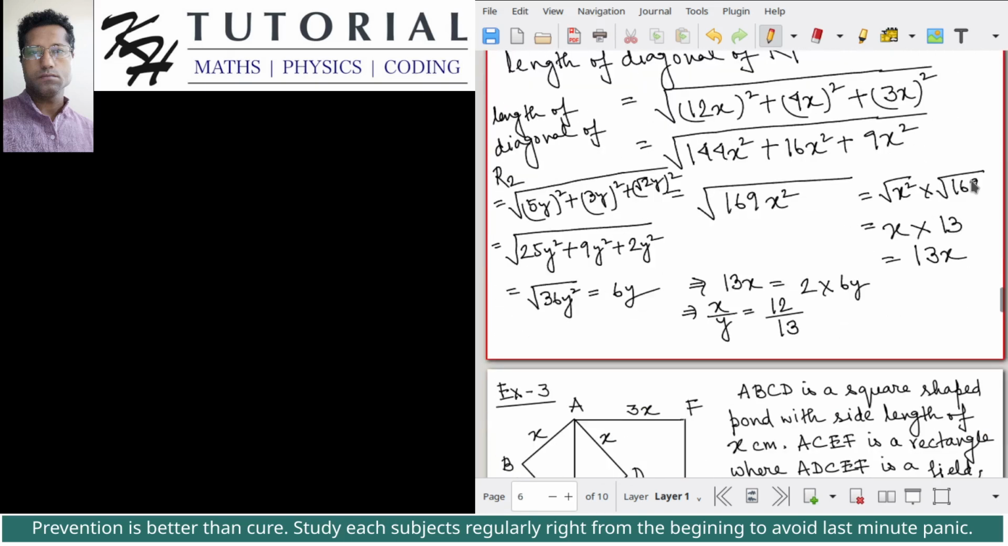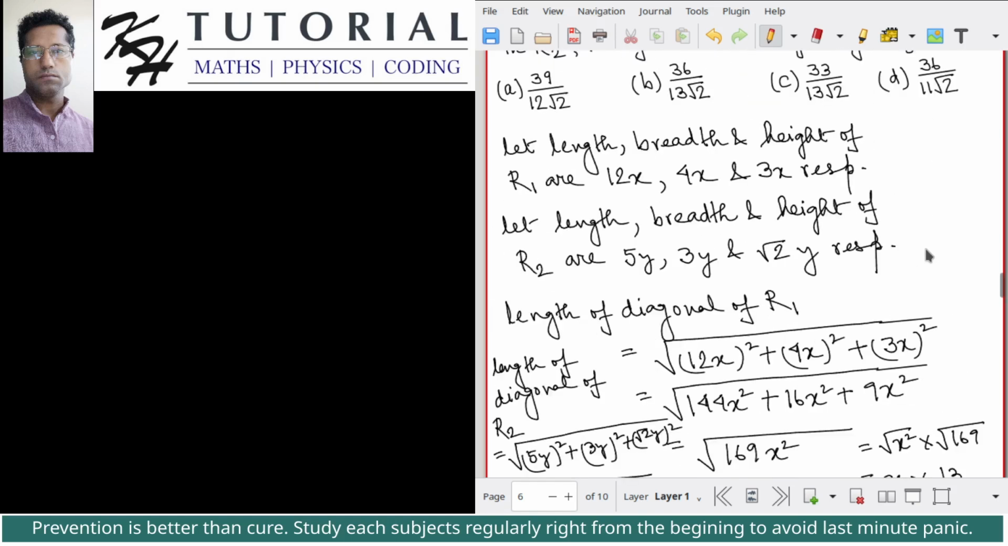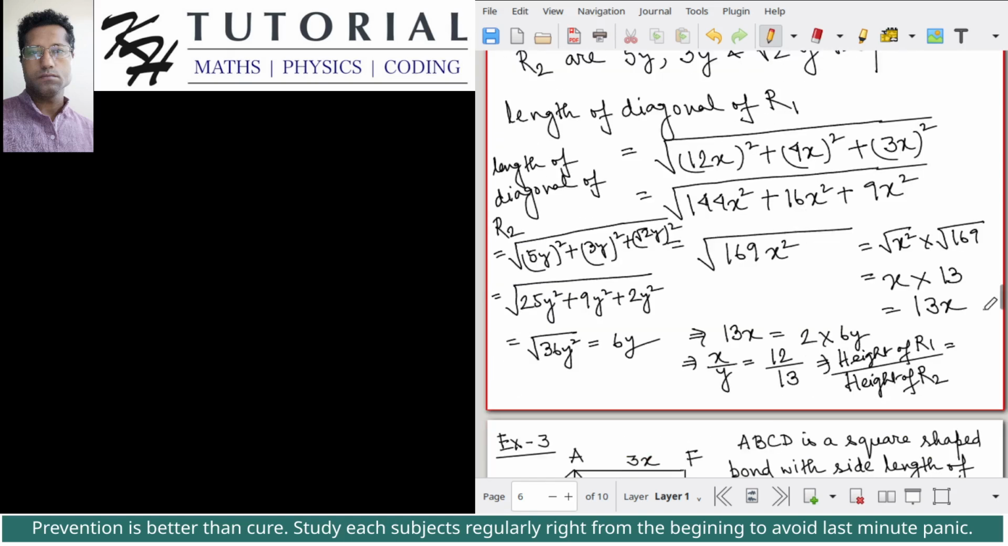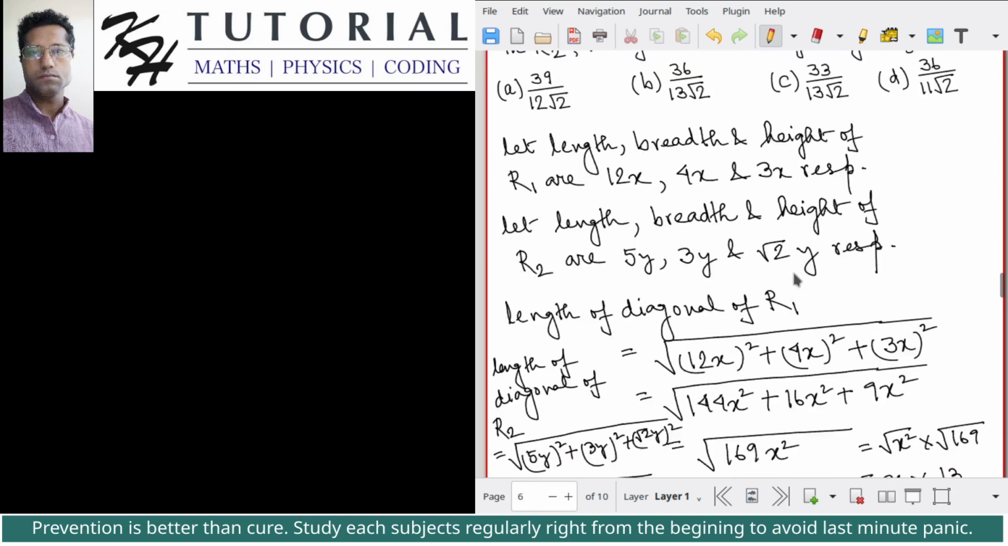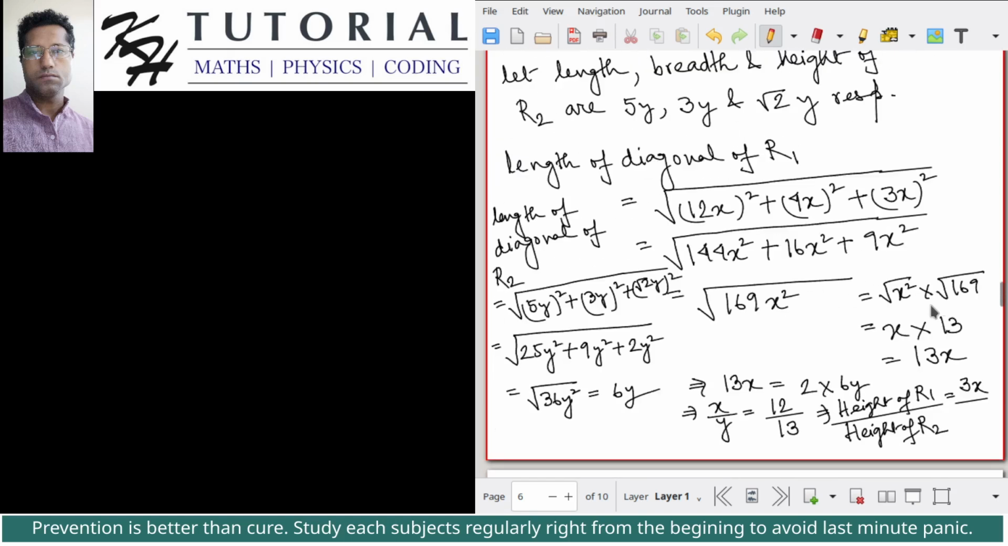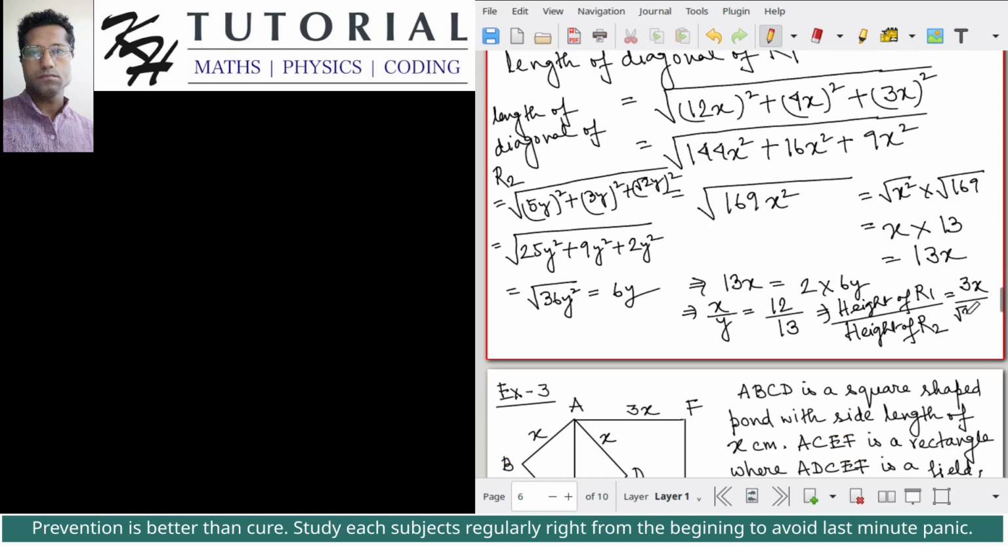Ratio of heights of R1 and R2. So this implies height of R1 divided by height of R2 will be equal to, as per our assumption, the height of R1, which was 3x, divided by the height of R2, which was square root 2 into y. So we have 3x divided by square root 2 into y.